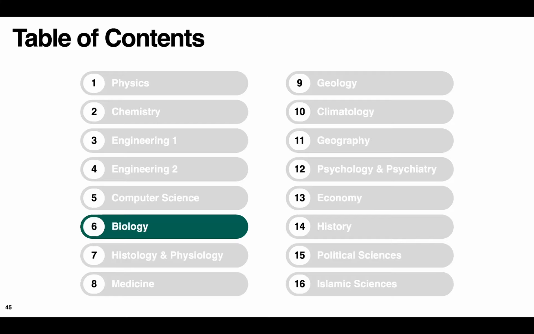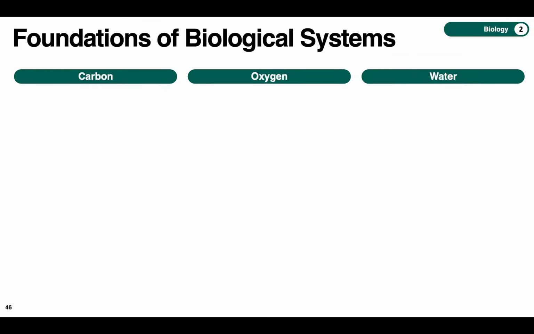So all biological systems are built on carbon-based molecules that are dissolved in water and interact with oxygen for the most part to perform their biochemical reactions that are essential for their life. So let's talk about these components a little bit and why these components are important for life.